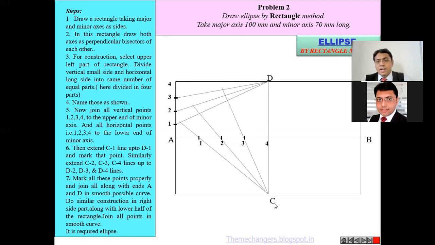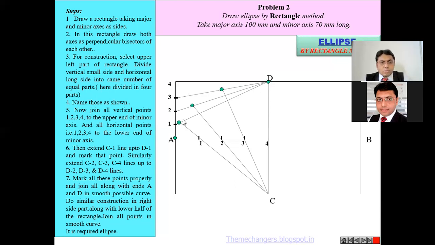So the upper point and lower point of the minor axis are going to be concerned here. From the horizontal line it is passing through, and from the vertical line it is going to be joined at D. Then extend this C to 1 line up to D1, intersect and mark that point. Similarly, C to 2, mark at 2.